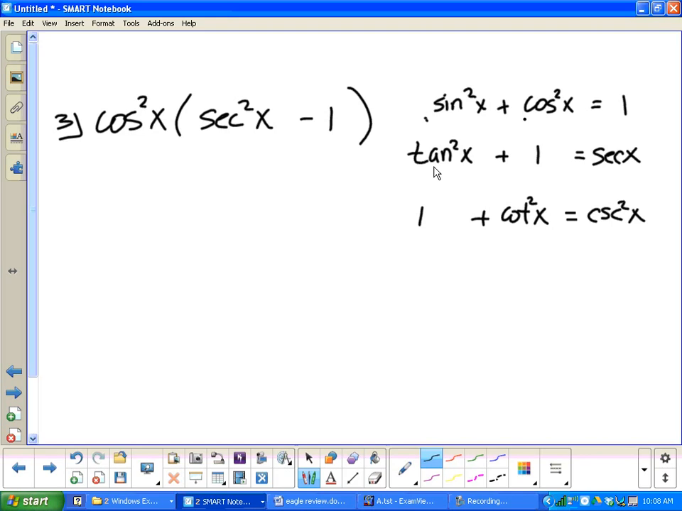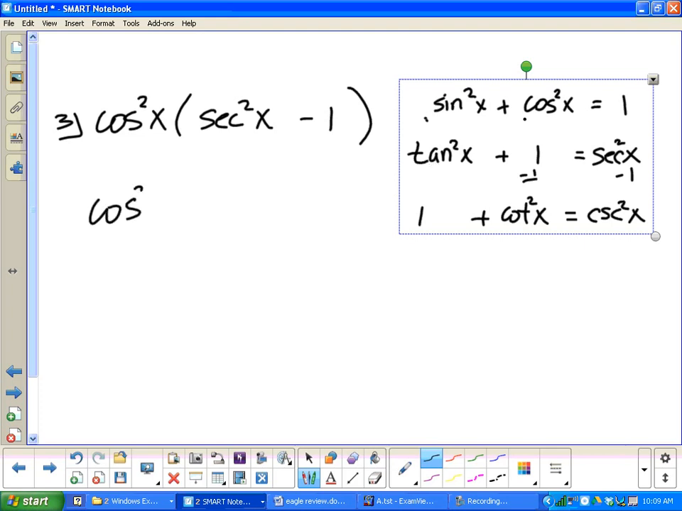The second one. Okay, how could we make that second Pythagorean identity say secant squared minus 1? This should be squared. Just take the 1 and subtract it off of both sides. Like that. Okay. So secant squared minus 1 would just be tangent squared. So we get cosine squared times tangent squared.